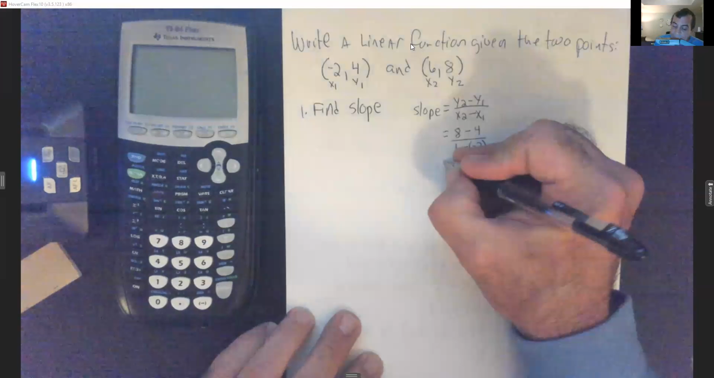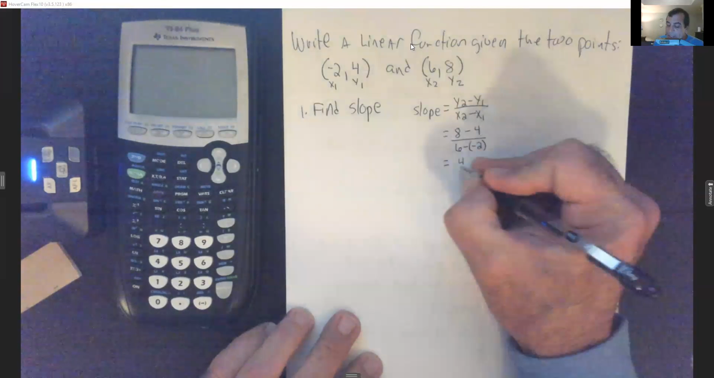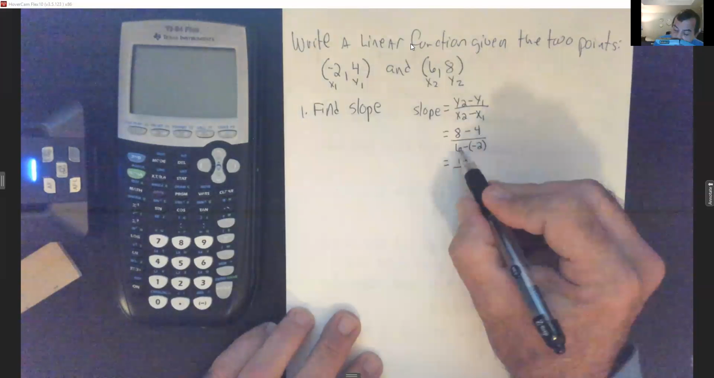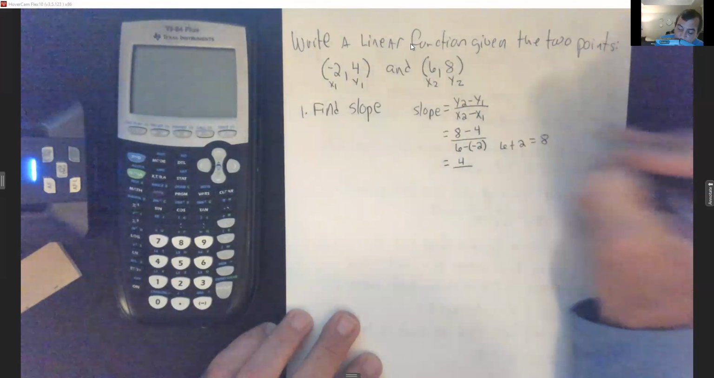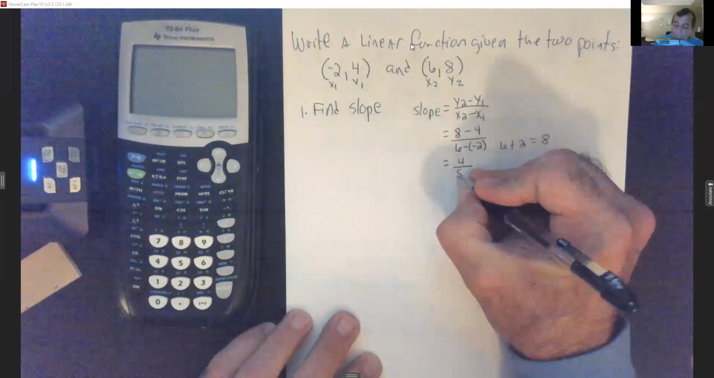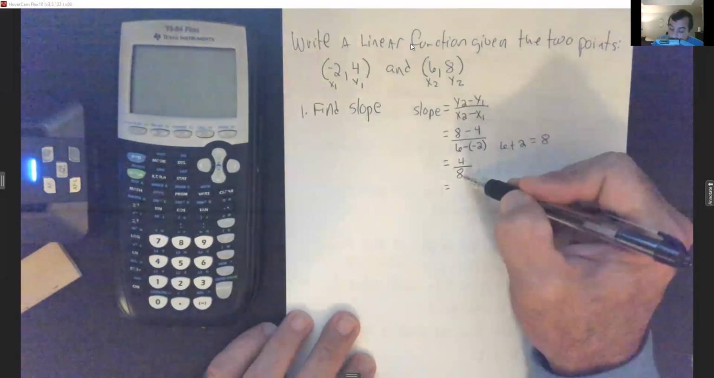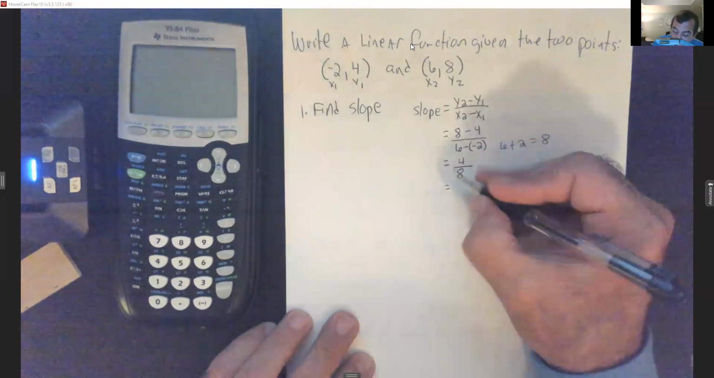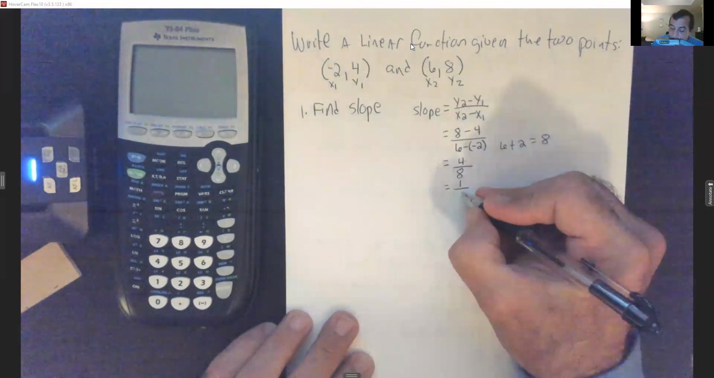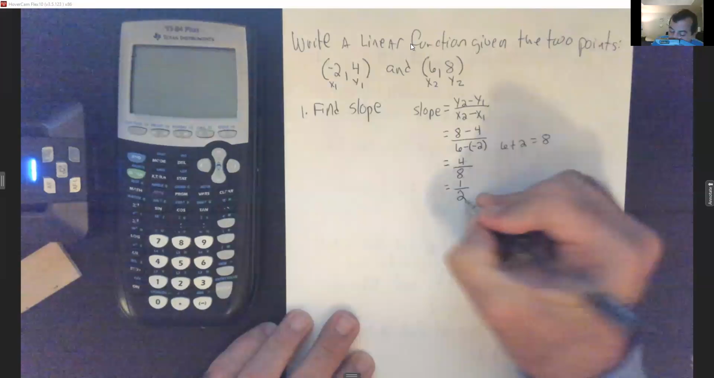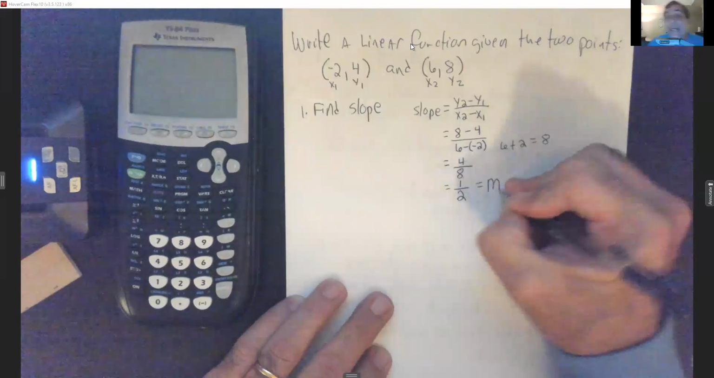All right, let's see what we get. 8 minus 4 is 4. 6 minus -2, remember that's like a 6 plus 2, so that'll give me 8 on the bottom. And y'all, I'm going to reduce this. 4 over 8, both divide by 4. So 4 divided by 4 gives me a 1 on top. 8 divided by 4 gives me a 2 on the bottom. So I know my slope is 1/2, which is going to be my m.